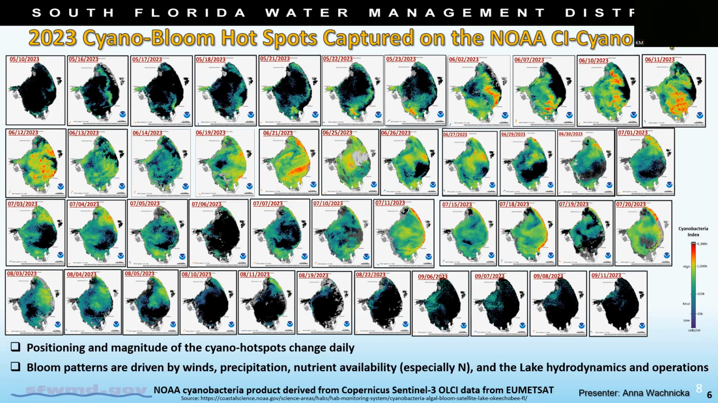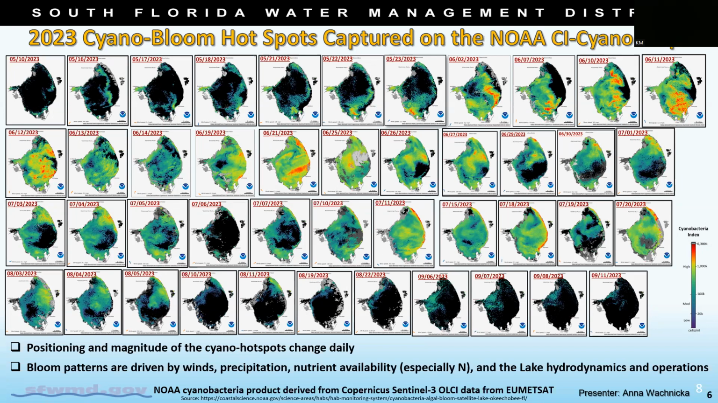For example, last year we had Hurricane Ian, which severely affected Lake Okeechobee, and that pretty much killed all the blooms. But you can very well see where the blooms were occurring during this wet season.